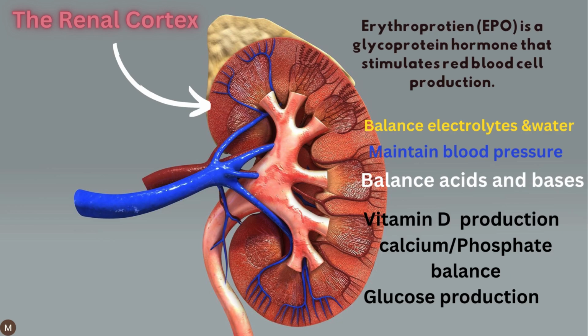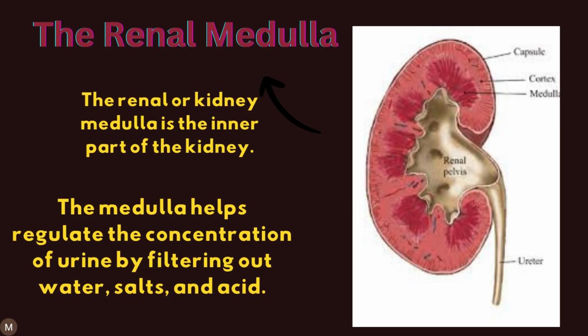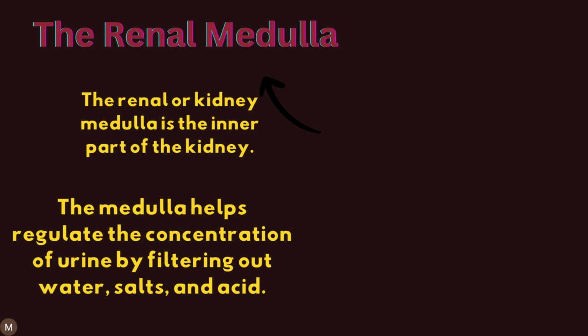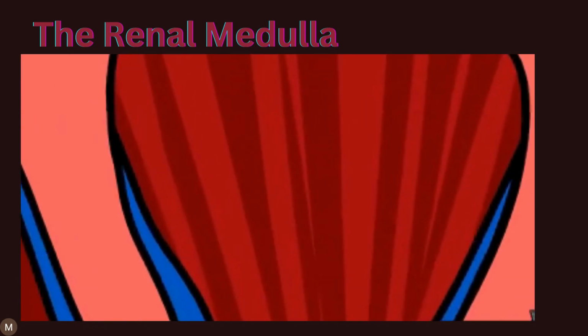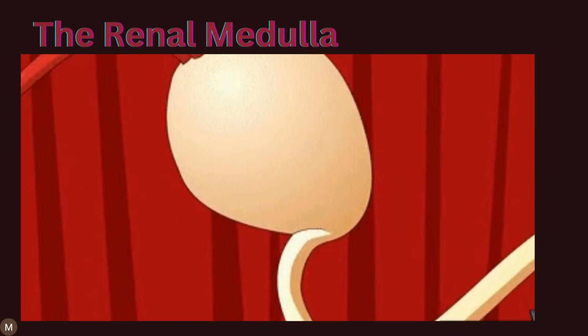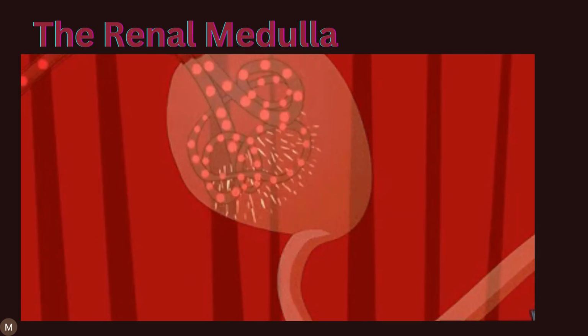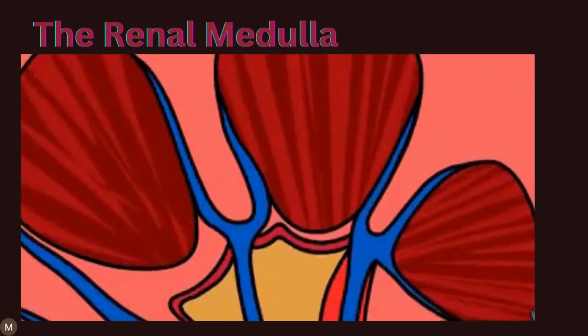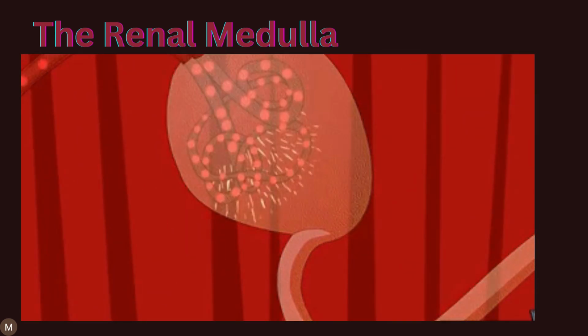Now, moving on to the renal medulla, which is the innermost part of the kidney. It consists of cone-shaped renal pyramids that contain the blood vessels and tubular structures of the nephron. Nephrons are the filtrating units of the kidney and include the glomerulus, a specially modified blood vessel that filters the blood. We will discuss the nephron in more detail in our next video.